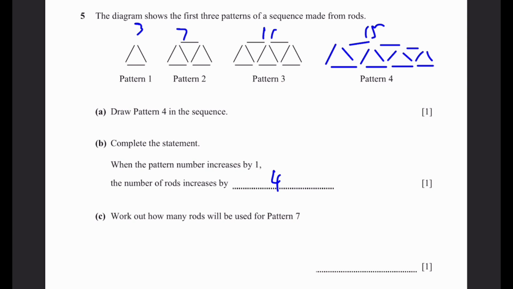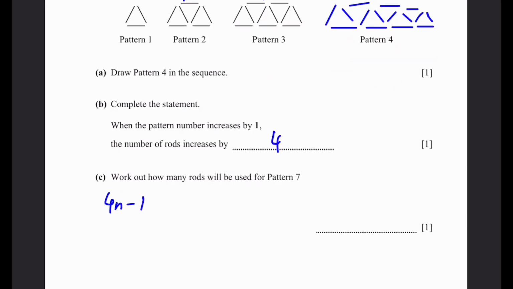C. Work out how many rods will be used for pattern 7. So if you notice, the nth term is 4n minus 1. Because n is 1, 4 into 1 is equal to 4. 4 minus 1 is equal to 3. And that's this. Substitute 2 in, you'll get 7. Substitute 3 in, you'll get 11. 4 in, you get 15. So if you use n as 7, 4 into 7 minus 1, which is equal to 28 minus 1, 27. And there are 27 rods.